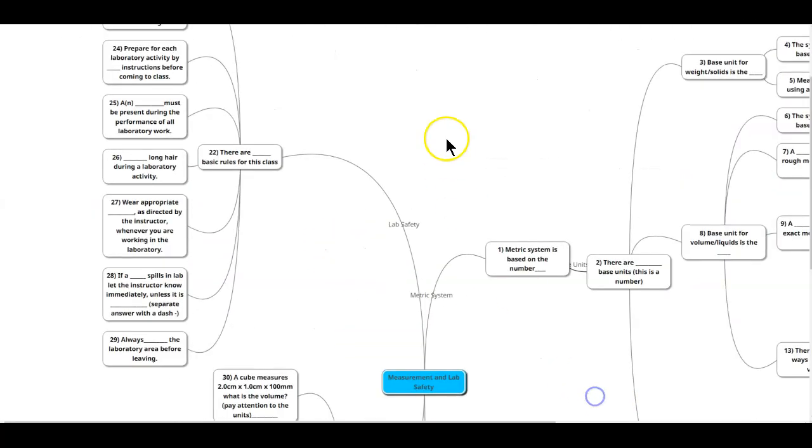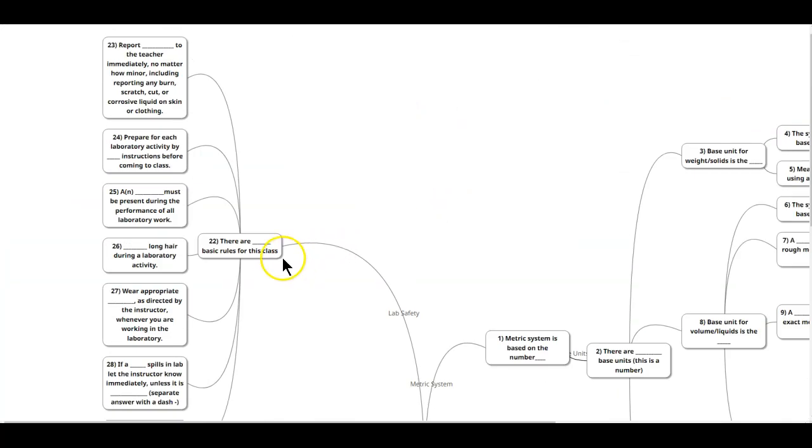All right, let's move over to 22. There are 10 basic rules for this class. Take a look inside your notebook. You will see them. So report any accident to the teacher, no matter how minor. Okay, so any accident, no matter how minor. Don't wait till the end of the period. Just let me know right away.